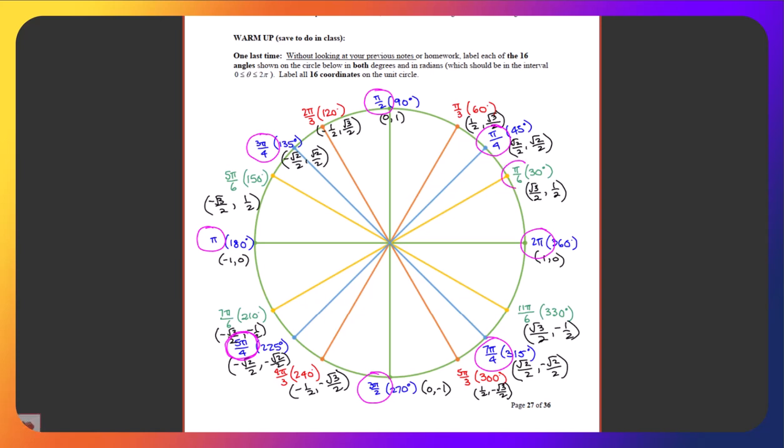And then 1 pi over 6, 2 pi over 6, 3 pi over 6, 4 pi over 6, 5 pi over 6, 6 pi over 6, 7 pi over 6, 8 pi over 6, 9 pi over 6, 10 pi over 6, 11 pi over 6, and 12 pi over 6. Both end at 2 pi.